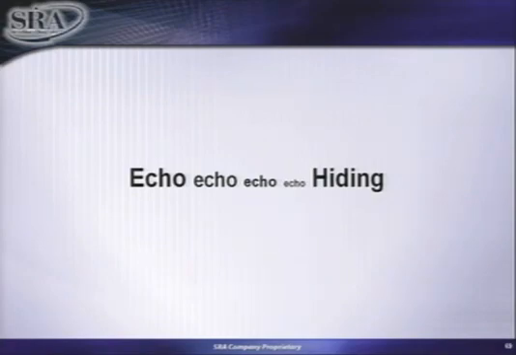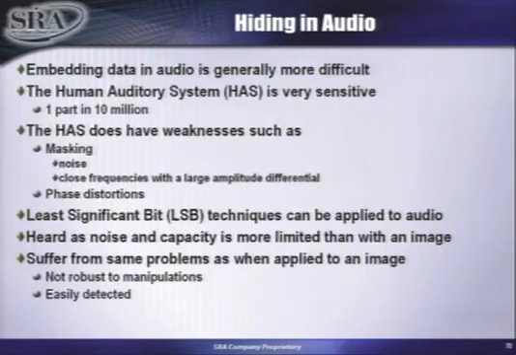So this technique, echo hiding, is fairly old. It's probably one of the beginning techniques, back in 95, 96. This guy named Bender and Gruhl came up with it. But I thought it was kind of interesting. As I mentioned, the human auditory system is very sensitive, but it's not as sensitive to phase. And so what they decided to do is hide an echo in this audio file as opposed to manipulating the least significant bits.